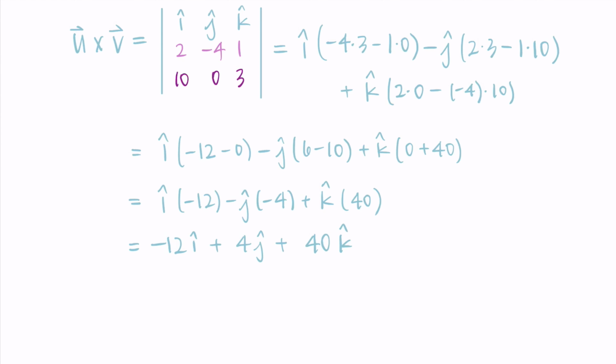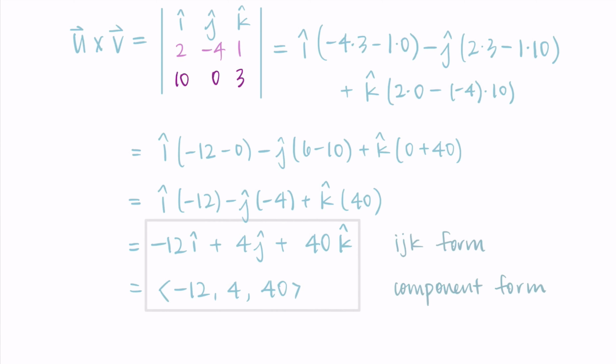So this is my ijk form, but I could also write this in component or vector form. I'm going to write it as -12, 4, 40. And there we go. That's my cross product. Just as a reminder, this vector we found here is orthogonal to u and v. So we found a vector that is orthogonal to both u and v using the cross product.